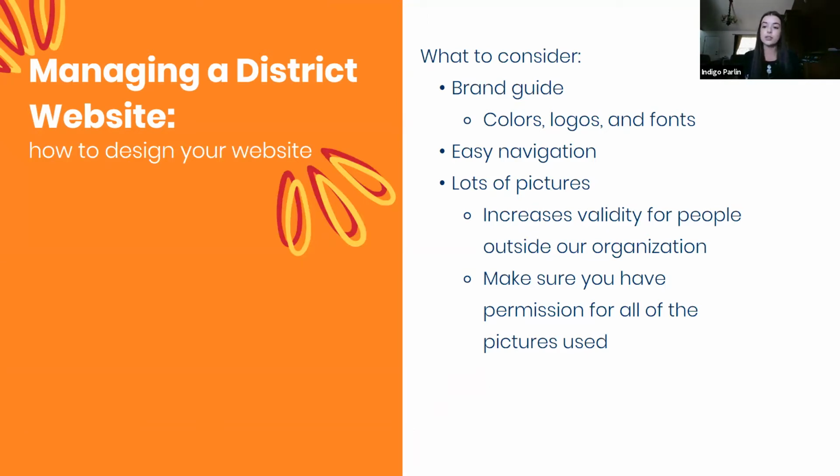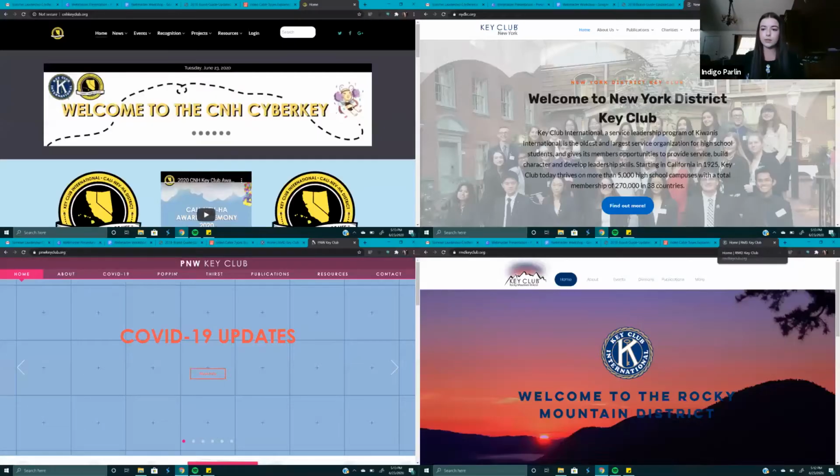And then also, if you're liable for your website, and even if you're not, make sure that you have consent of all of the people that are in pictures and videos on the website, just for legal purposes and to respect them as well. So here are a few examples of homepages for some Key Club district websites.